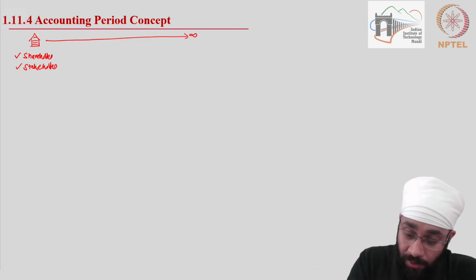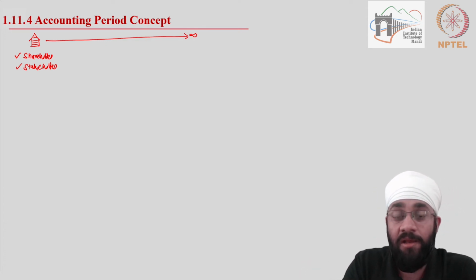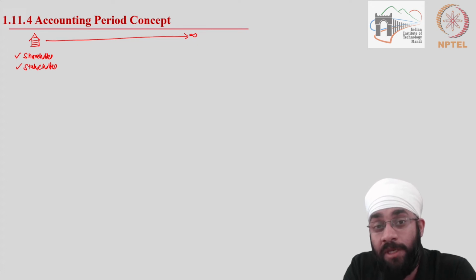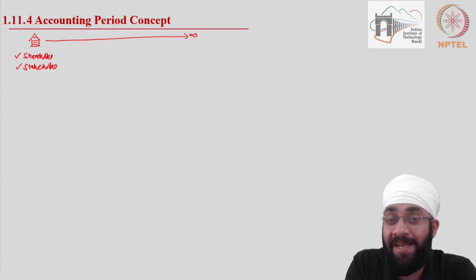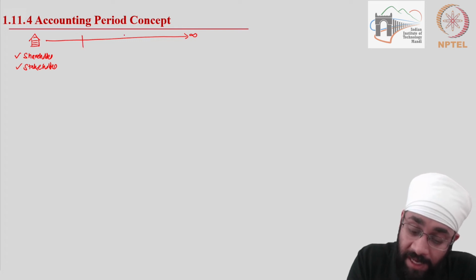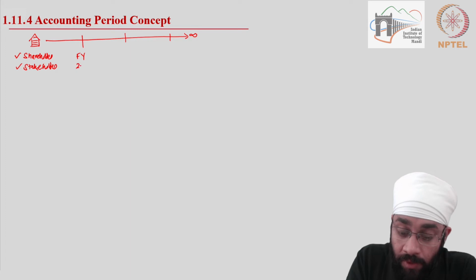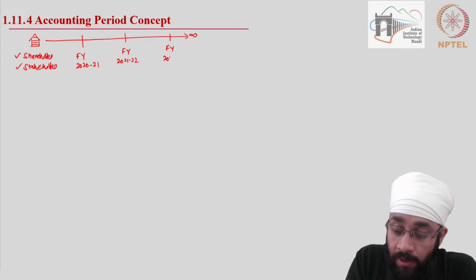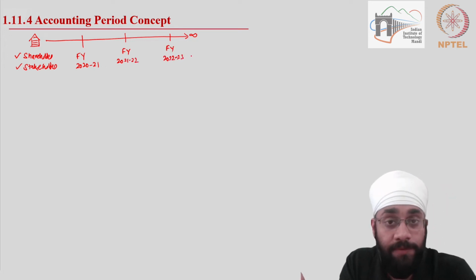So what you need to do is to divide the infinite life of a company into smaller pieces. And these pieces are called financial years. So we're going to divide the life of the company into financial years. So right now we are into financial year 2020-21. Then you will have 21-22, financial year 22-23, and so on. It will continue.